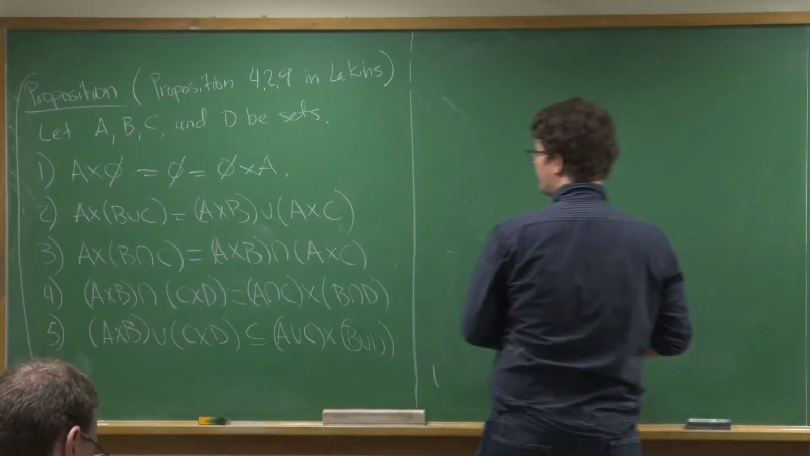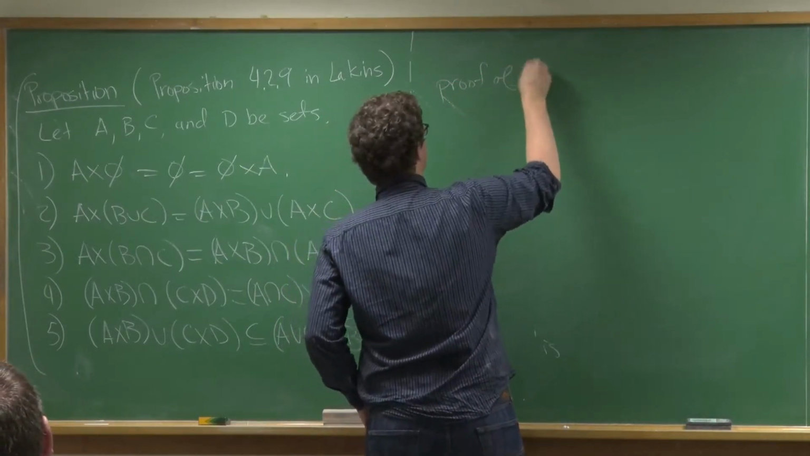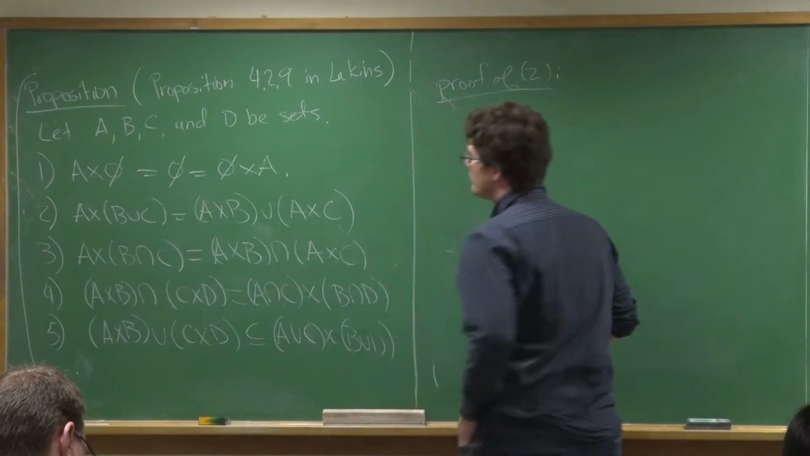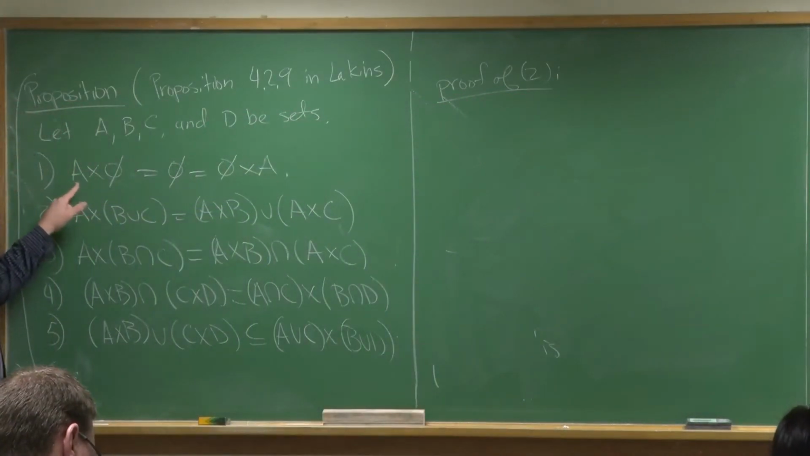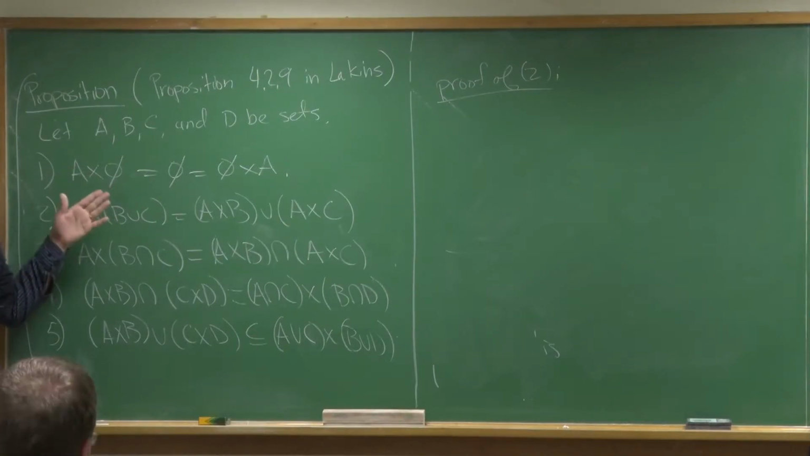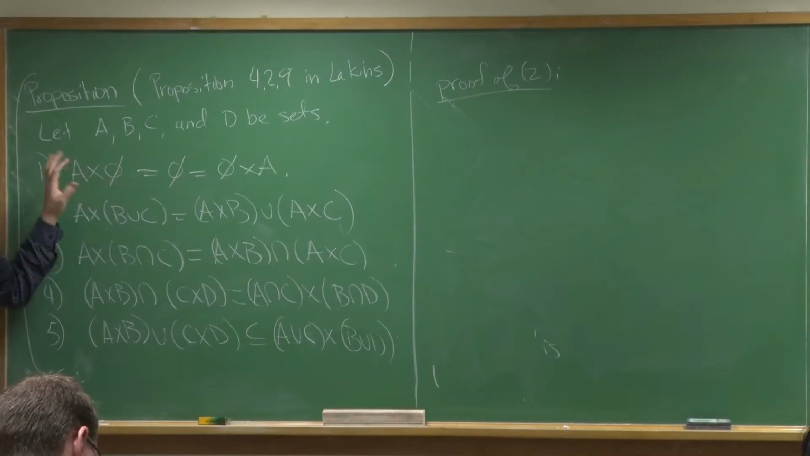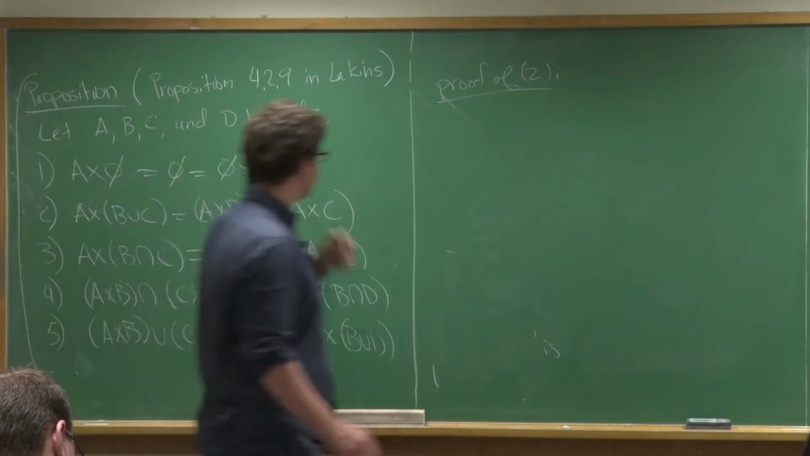So let's do the proof of the second one. Let me just say something about the proof of the first one. This is A cross nothing, right? So A cross nothing is nothing. That's the idea of this. But this one, let's do this one.